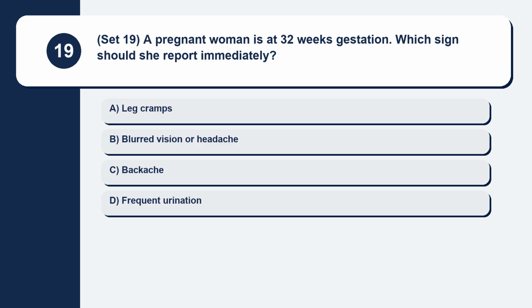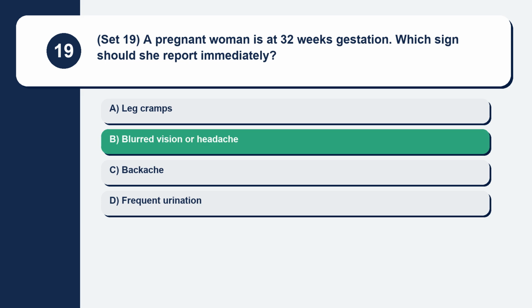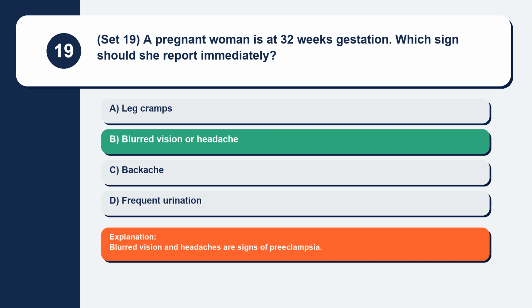Question 19. Set 19. A pregnant woman is at 32 weeks gestation. Which sign should she report immediately? Leg cramps, blurred vision or headache, backache, frequent urination. Blurred vision and headaches are signs of preeclampsia.